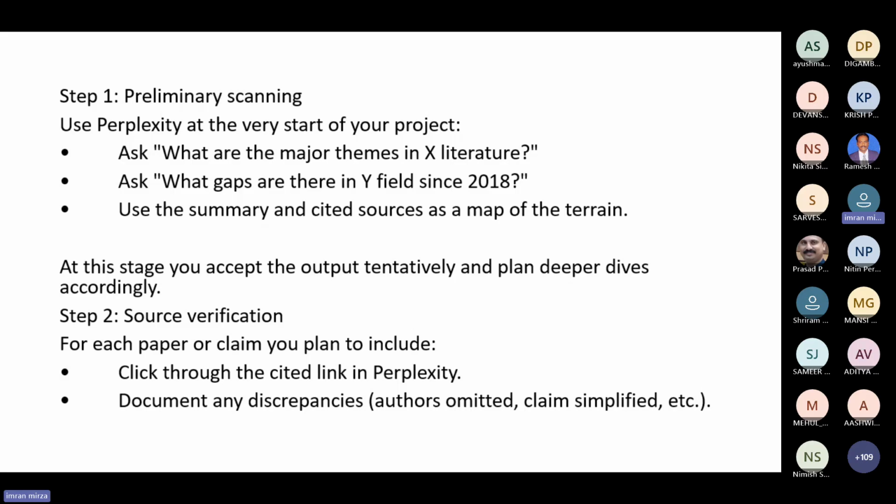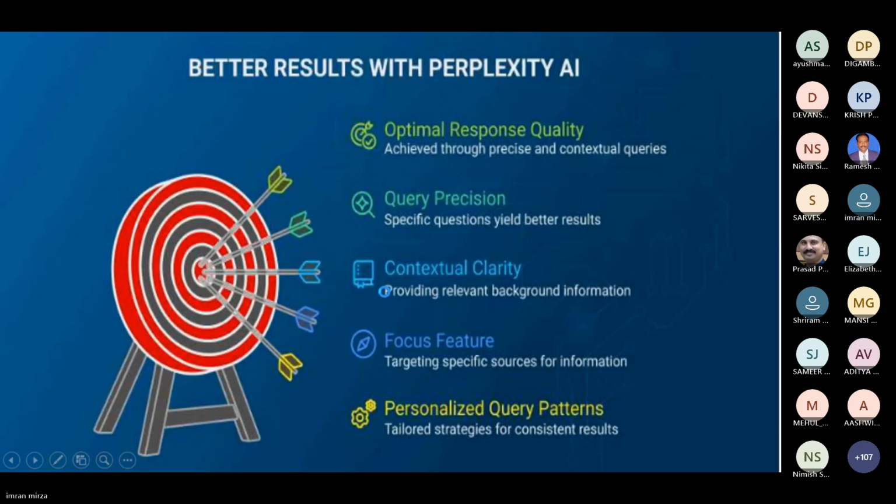And then you can do the source verification. You can also put in outliers or limitations, like you want to search within a specific number of years, you want to specifically go for Q1 journals, or you want to go for any specified criteria. So for better results with Perplexity AI, you will find that optimal response quality is achieved through precise and contextual queries. The better your queries are, the more focused they are.